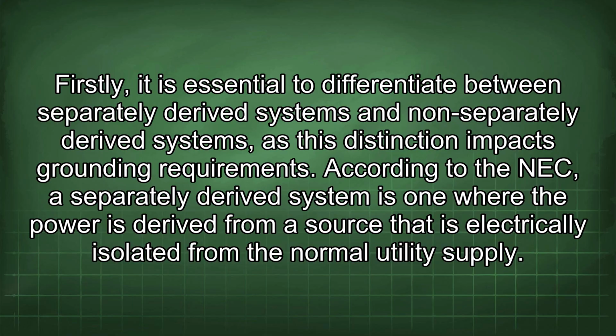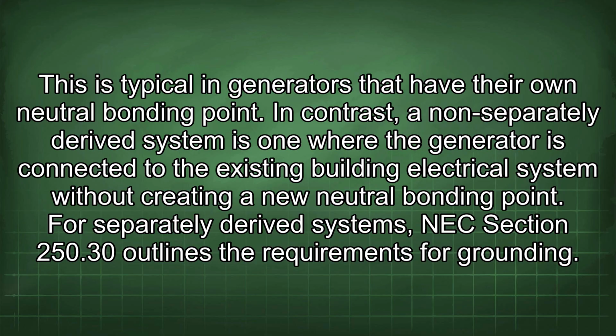According to the NEC, a separately derived system is one where the power is derived from a source that is electrically isolated from the normal utility supply. This is typical in generators that have their own neutral bonding point. In contrast, a non-separately derived system is one where the generator is connected to the existing building electrical system without creating a new neutral bonding point.